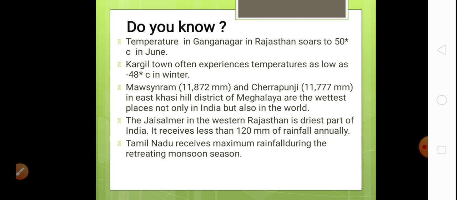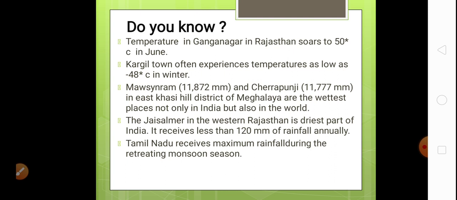Next is places in Meghalaya, that is Mawsynram and Cherrapunji, have highest rainfall not only in India but also in the world. Mawsynram receives rainfall up till 11,872 millimeters, while Cherrapunji receives 11,777 millimeters. So much of rainfall, and it is receiving rainfall the highest, or it is called as the wettest place in the world.